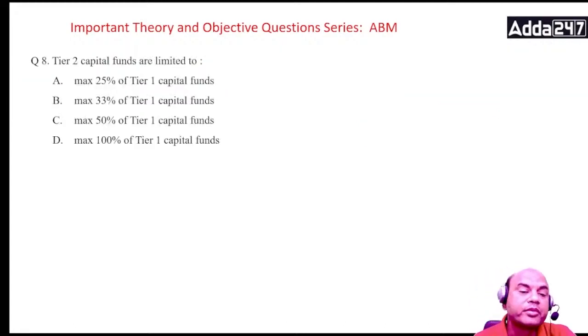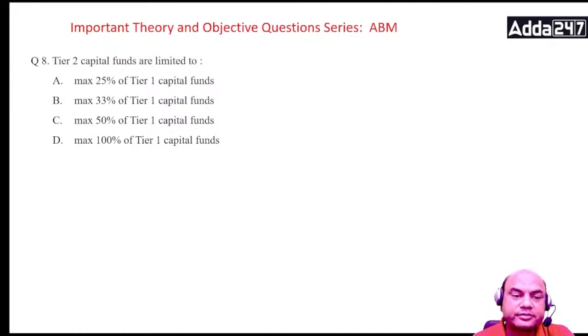Last one for today. Tier 2 capital funds are limited to maximum 25% of tier 1 capital, maximum 33% of tier 1, maximum 50% of tier 1, and maximum 100% of tier 1. Everyone amongst you should be able to answer this, because this is a basic question in your BFM, ABM, ABFM, everywhere related to capital. So you should be able to answer this basic question.